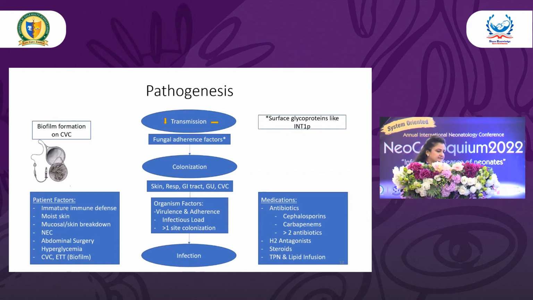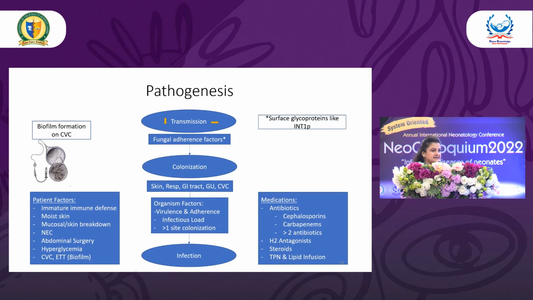This is a slide from UpToDate, which is explaining the pathogenesis of invasive fungal infections. Colonization is the necessary precursor for any fungal infection, and particularly when we talk about candidal infections. So surface glycoproteins, which are present on the cell wall of Candida, result in adherence to the skin, the respiratory tract, the urinary tract, the genitourinary tract, the GI tract, and any plastic or central venous line.